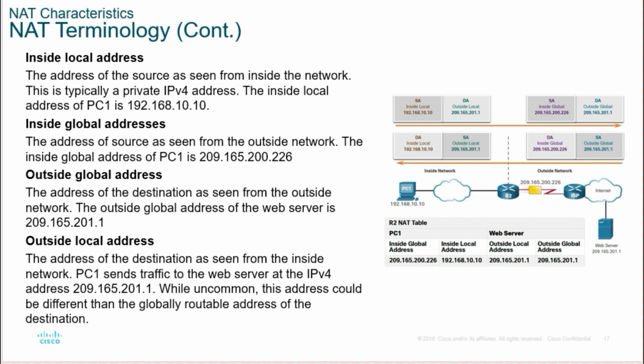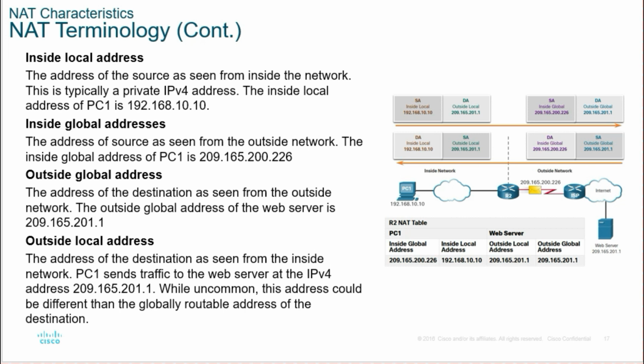So selepas dia terima, dia akan translate. Now the inside global will be 226. The outside global will remain the same. So usually anything outside the network will remain the same lah. Okay, untuk reply daripada web server, again dia akan tengok the source will be the outside local which is 201.1. Sorry di sini and the destination will be the 200.226.